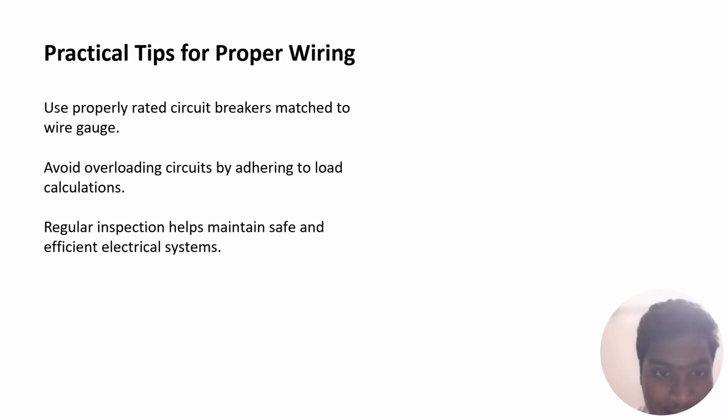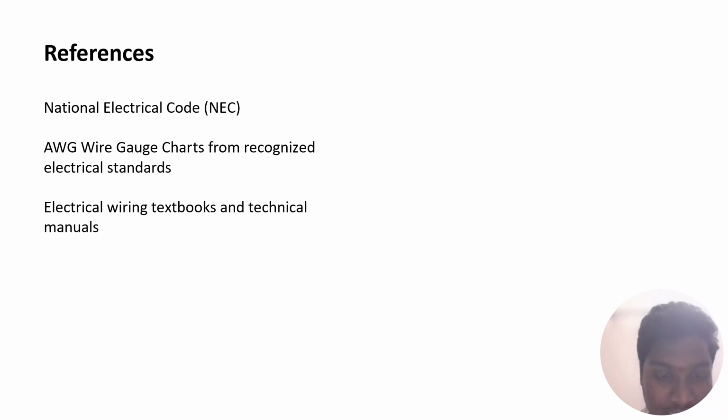Practical tips for proper wiring. Use properly rated circuit breakers matched to wire gauges. Avoid overloading circuits by adhering to load calculations. Regular inspection helps maintain safe and efficient electrical systems. References: National Electrical Code, AWG wire gauge charts from recognized electrical standards, electrical wiring textbooks, and technical manuals.